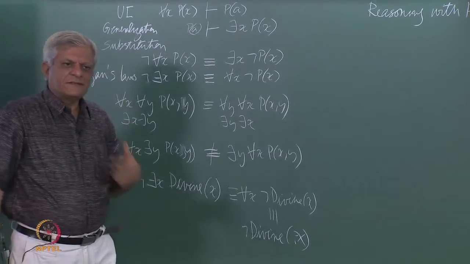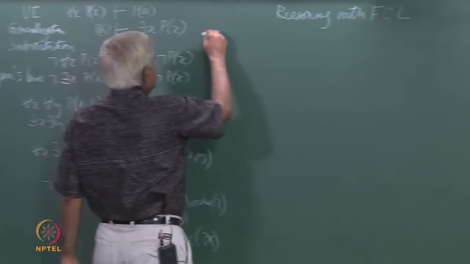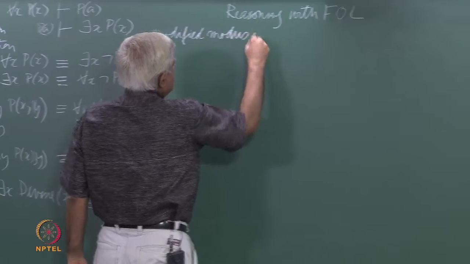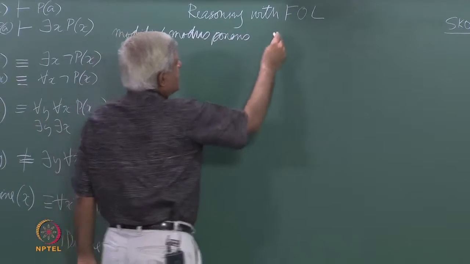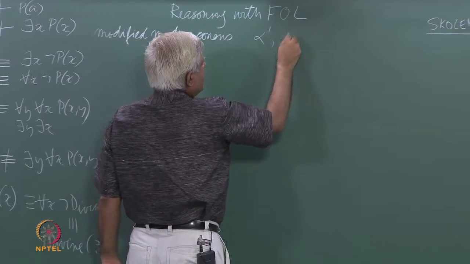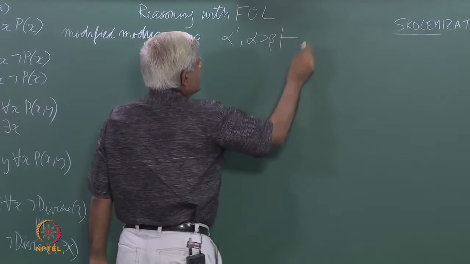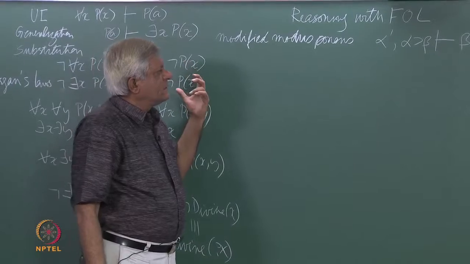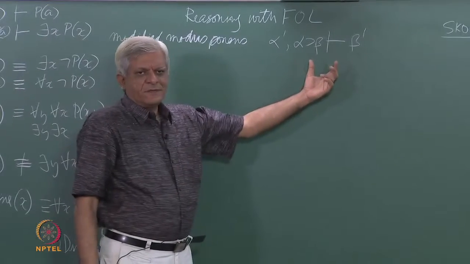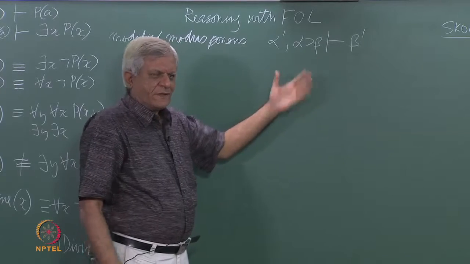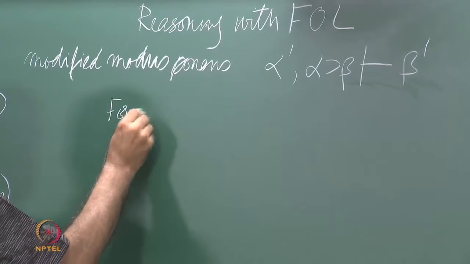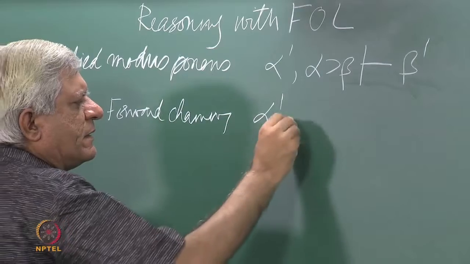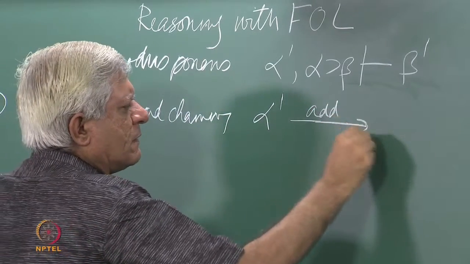Okay. So in the last class we had started looking at forward chaining. We had looked at the rule of modified modus ponens, which said that if you have alpha prime and alpha implies beta, then you can produce beta prime from there. And if you move from alpha prime to beta prime, the process is called forward chaining. So, in forward chaining, you have alpha prime and then you can add beta prime.